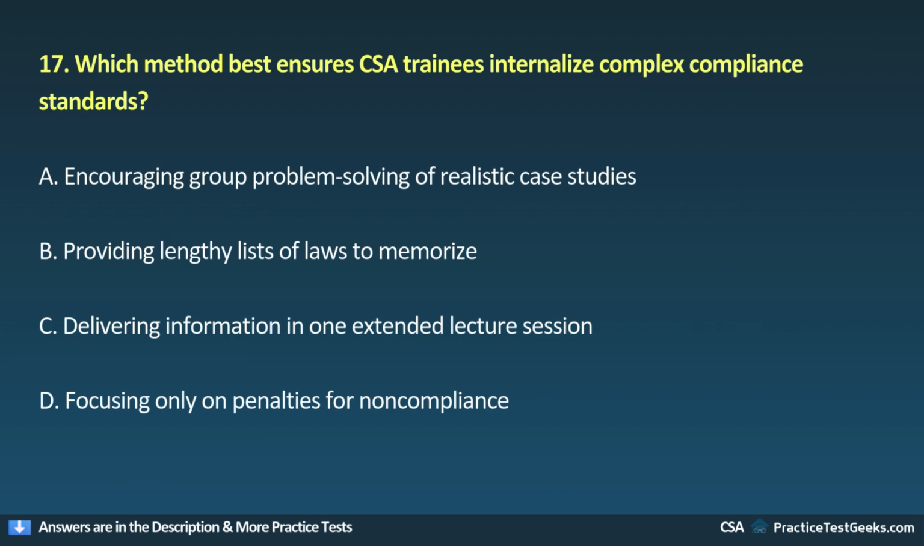17. Which method best ensures CSA trainees internalize complex compliance standards? A. Encouraging group problem-solving of realistic case studies. B. Providing lengthy lists of laws to memorize. C. Delivering information in one extended lecture session. D. Focusing only on penalties for noncompliance.